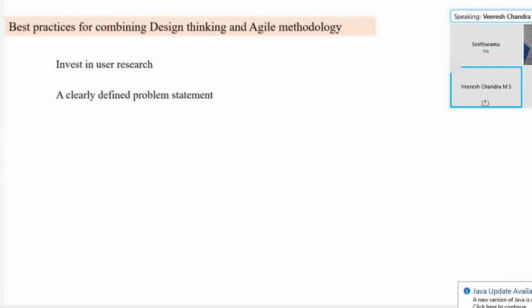Then a clearly defined problem statement should be there. Obviously, when there is an investment in user research, people will go to the users and they will get what exactly the requirements of the users are.